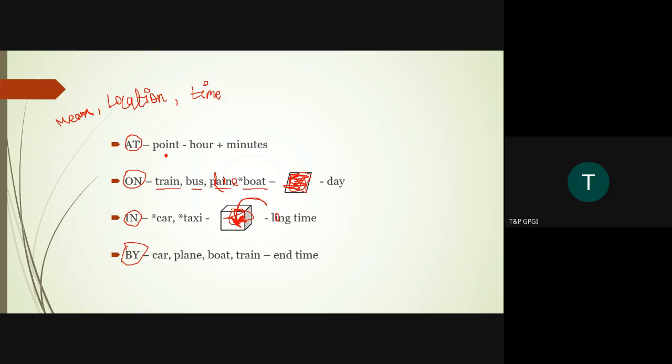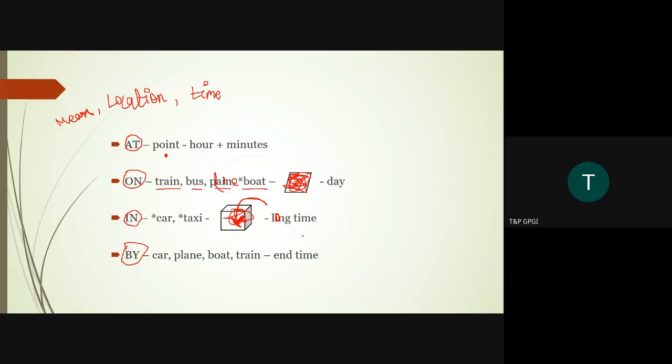Long time, longer time, like a month, a week, a year. Likewise, I can even go back in the past and say in 1992, or in 2005, or in 2007, I completed my graduation. Likewise, you can use in. Or you can say, in September I will buy a bike. So this is how you use in for a longer period of time.